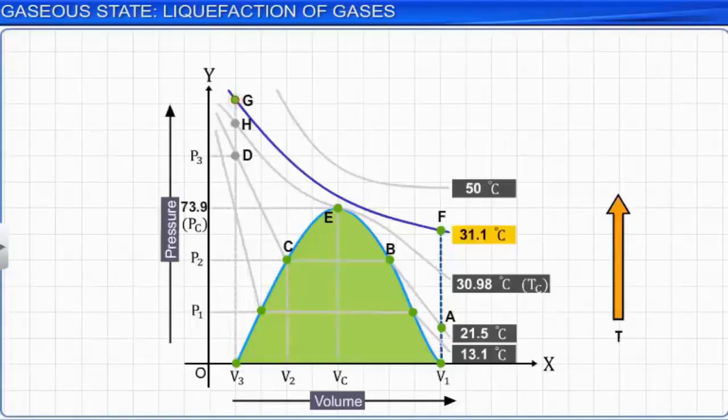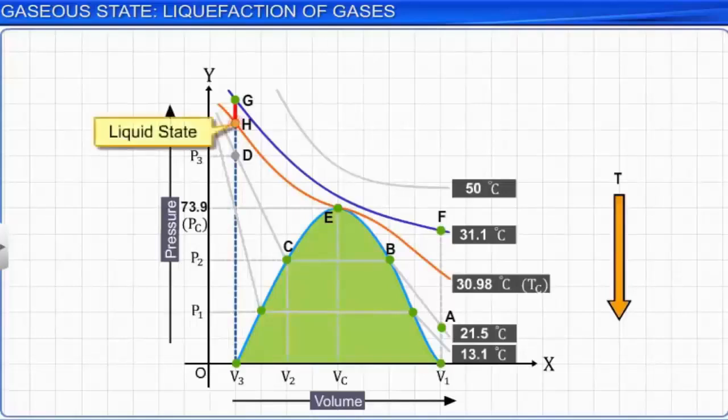As the curve FG lies above the critical temperature, increase in the pressure doesn't result in the liquefaction of the gas. Hence, curve FG represents the gaseous state. Now, if we move vertically down from point G by lowering the temperature, on crossing the critical isotherm at point H, we get the liquid state. Thus, at no stage during the process did we cross the two-phase region. This is called the continuity of state.